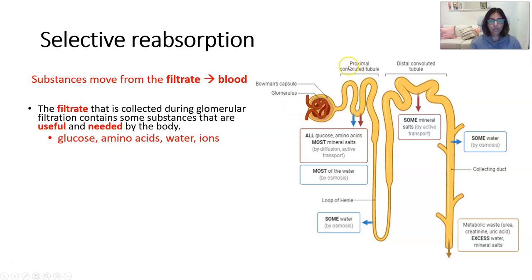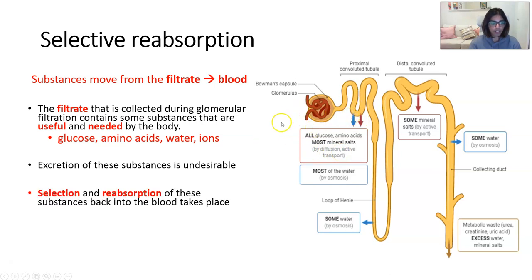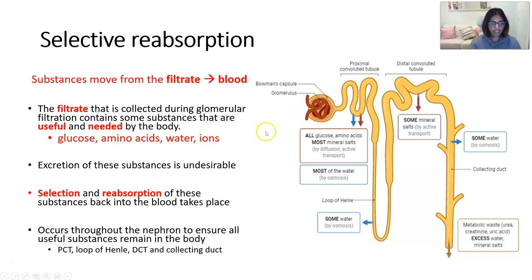The proximal convoluted tubule is the location where selective reabsorption happens almost immediately for glucose and amino acids. Most of our mineral salts will also be taken back, and most water. So the mode of transport for these things is by diffusion and active transport. We do not want to excrete these substances, that's undesirable, so we want to take them back in. We can see on this diagram that there are other opportunities to reabsorb those nutrients back into the body.